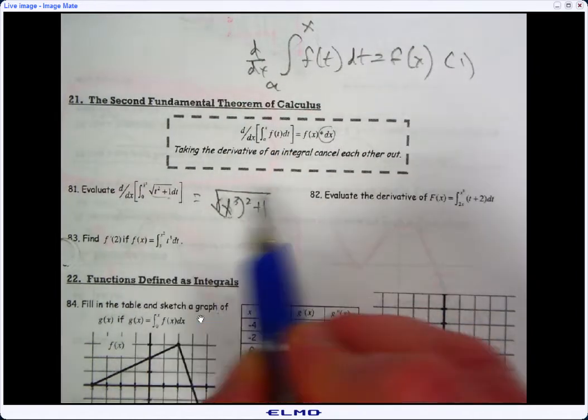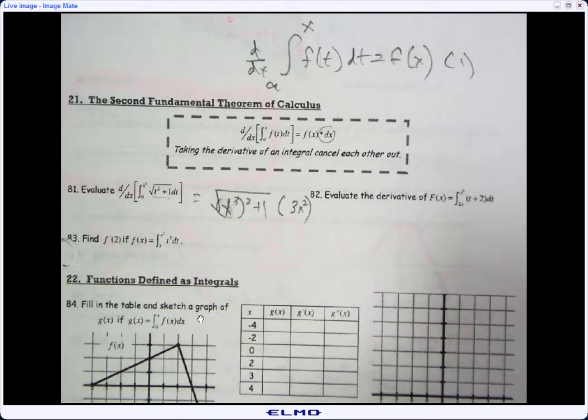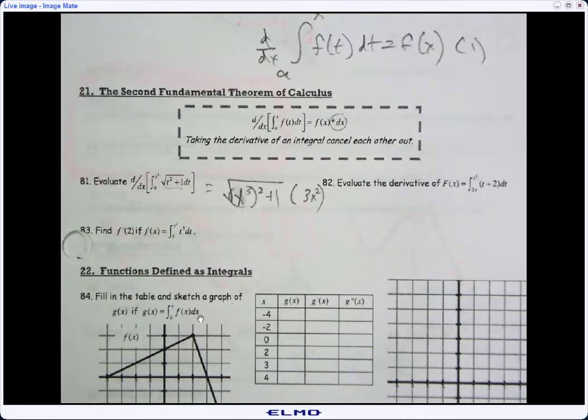After you plug that in, on the outside here, you'd have to multiply by 3x squared. And basically, that just helps you with the chain rule. If you ever get stuck, you could actually integrate and do the double substitution.